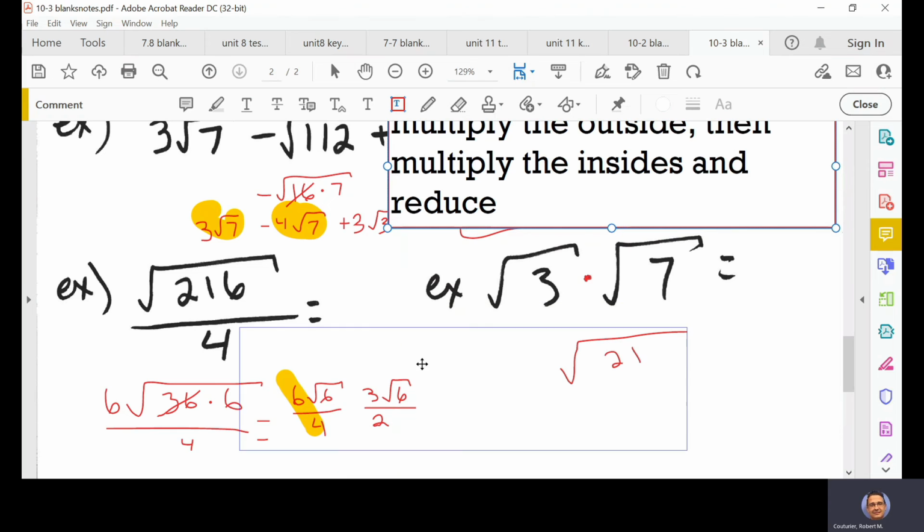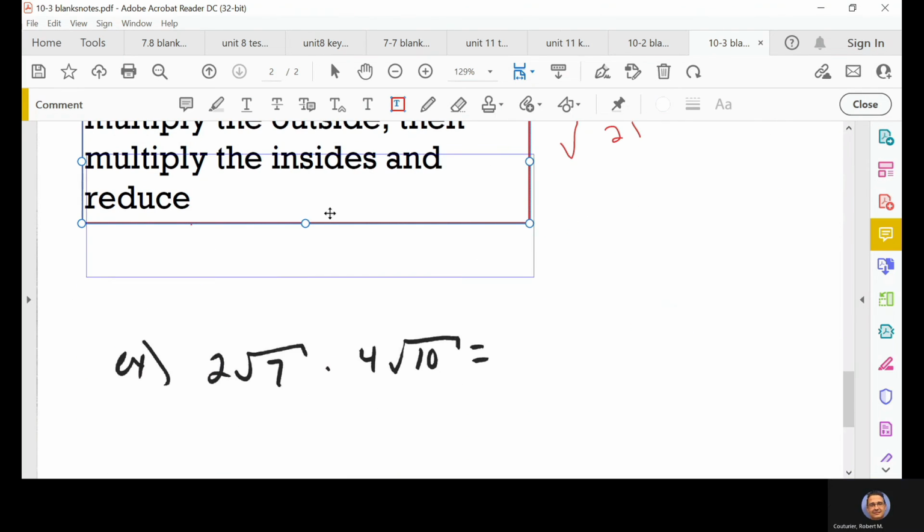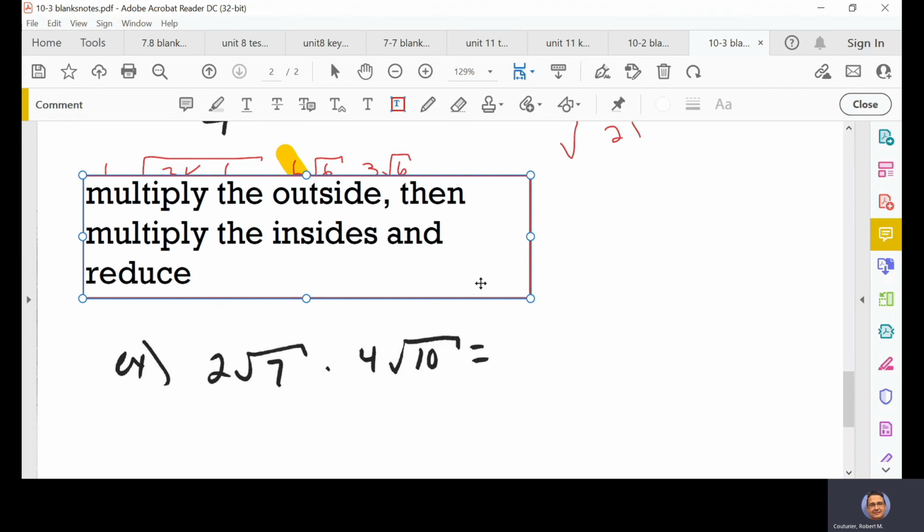Let's drag this down again so we can keep seeing this as we look at our next problem. Multiply the outsides, then multiply the inside. So outside, we have what? 2 and 4. So 2 times 4 is 8. 7 times 10 is 70. Then all we have to figure out is, is there a perfect square that goes into 70?